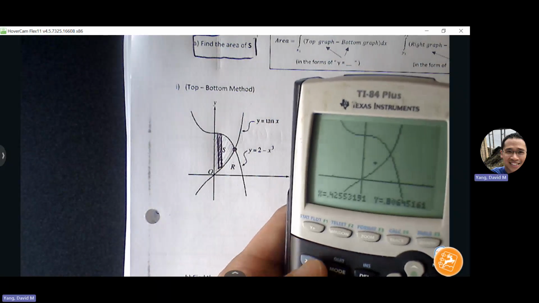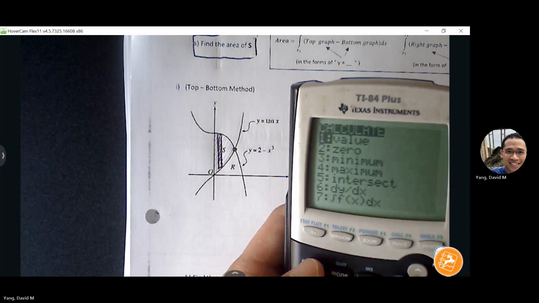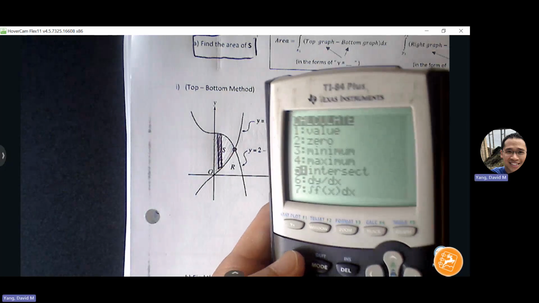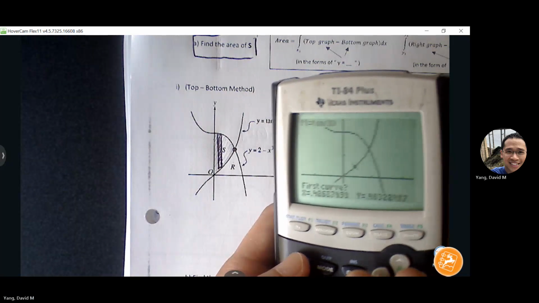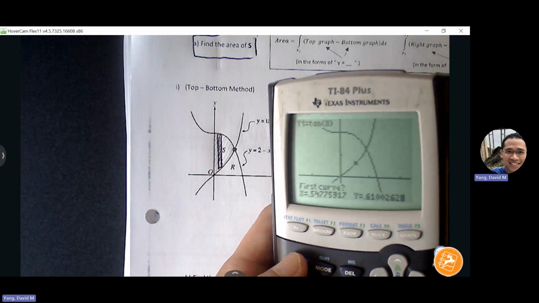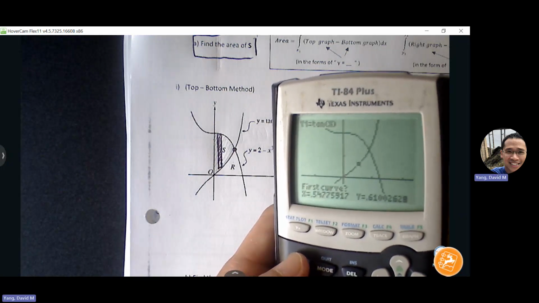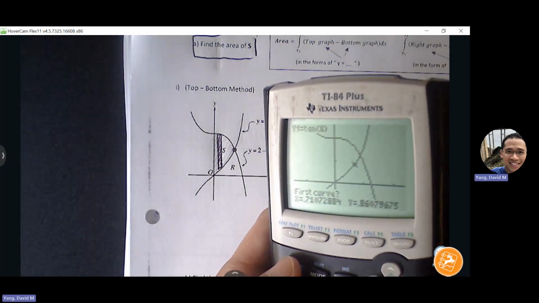So let's find the intersection of the two graphs. So do second trace, intersect. So second trace 5. Now you're just going to put your cursor at a point close to the intersection. Don't put the cursor directly on the intersection. The calculator will find it for you. So just pick a point that is relatively close to the intersection.